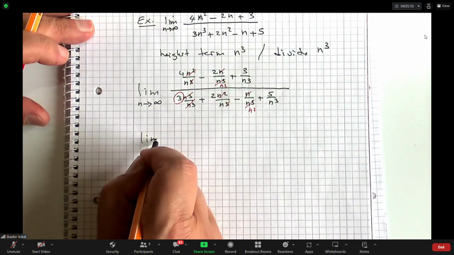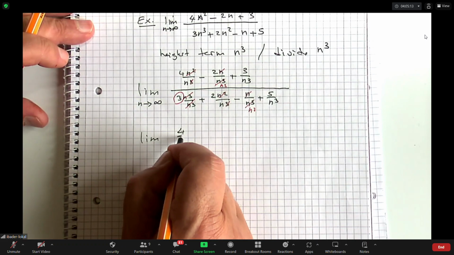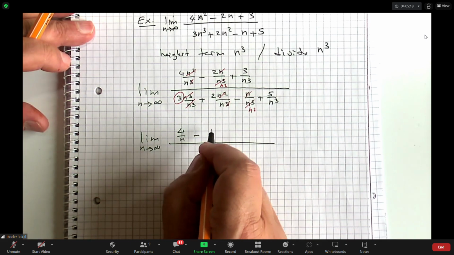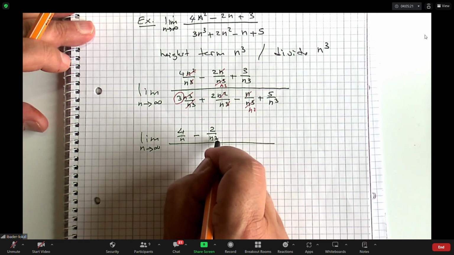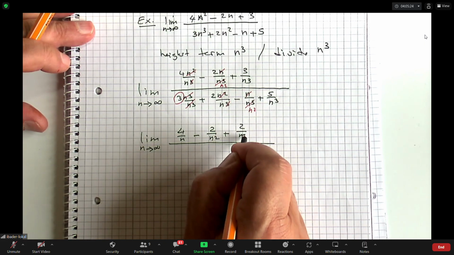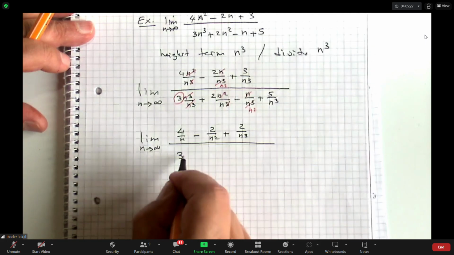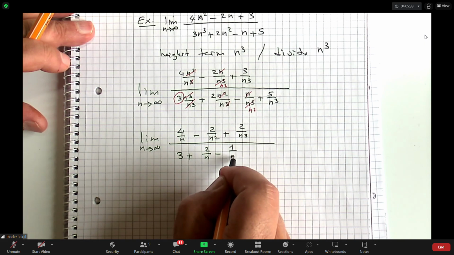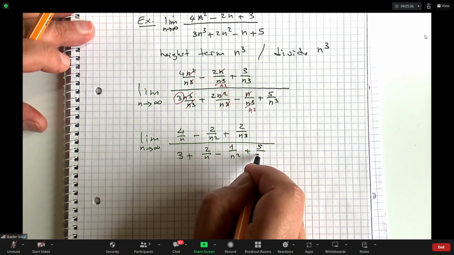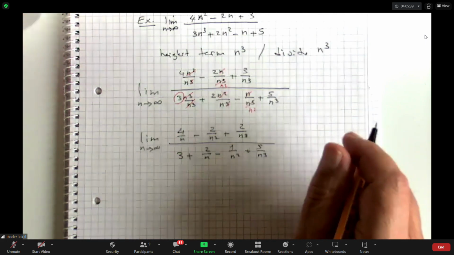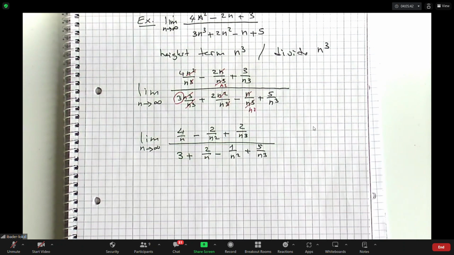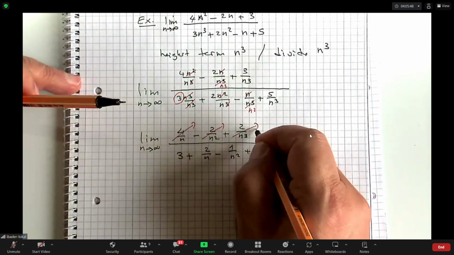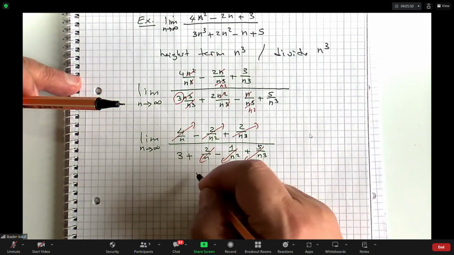Okay, so this is the limit as n approaches infinity of 4 over n minus 2 over n squared plus 2 over n cubed, over 3 plus 2 over n minus 1 over n squared plus 5 over n cubed. Okay. So obviously all these limits where we have n in the denominator or n squared or n cubed, they will go to 0.